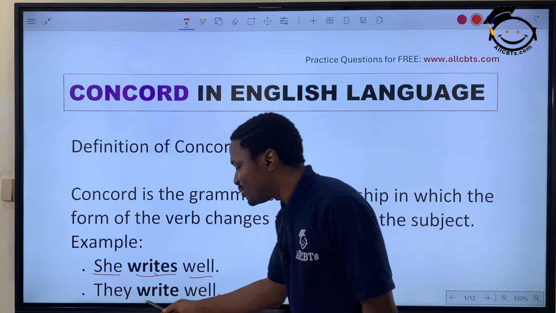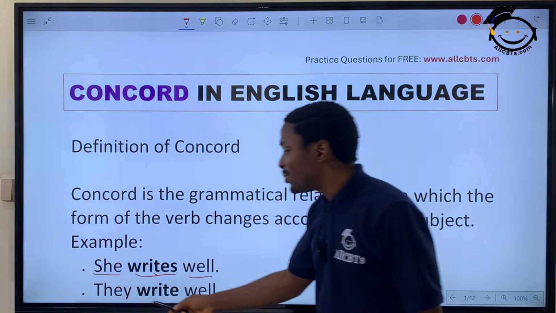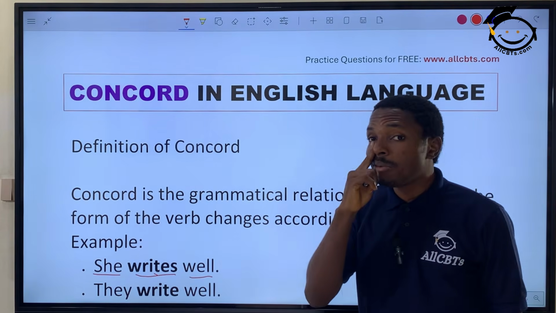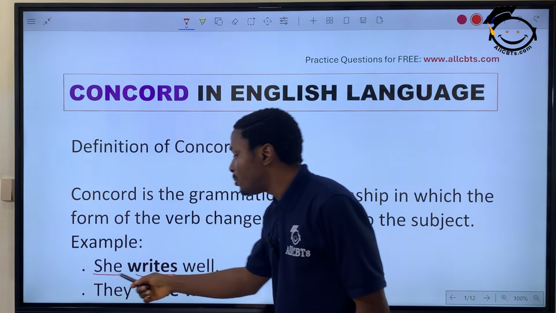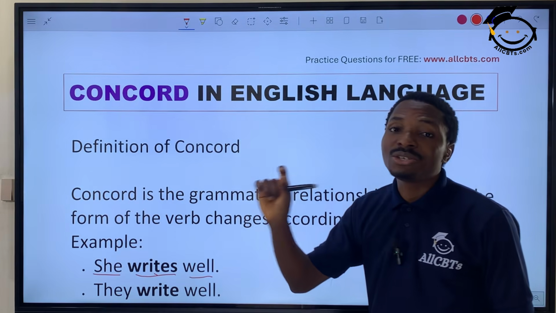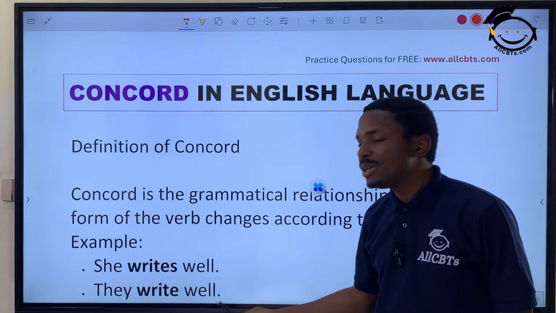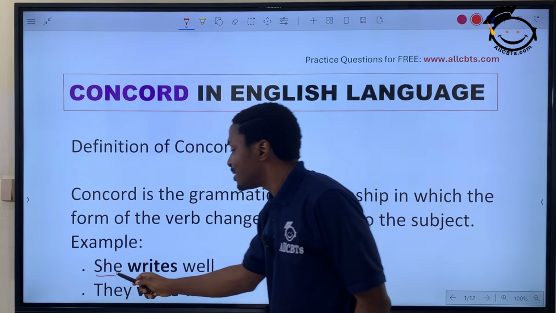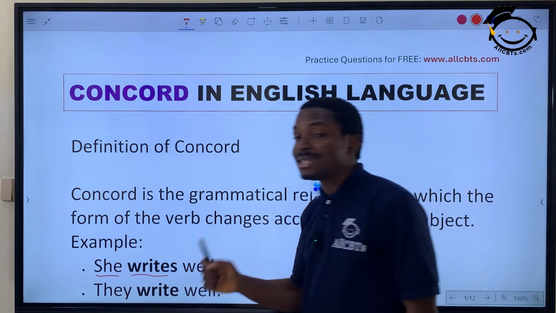But in this case, you can see that our write is missing the s. So we don't have s in the plural. Why? Because they is more than one person. So for singular, we have the s for writes, but for plural, we have it as just write. So for example, she writes well. She is in the singular. She means one person, and writes is singular.